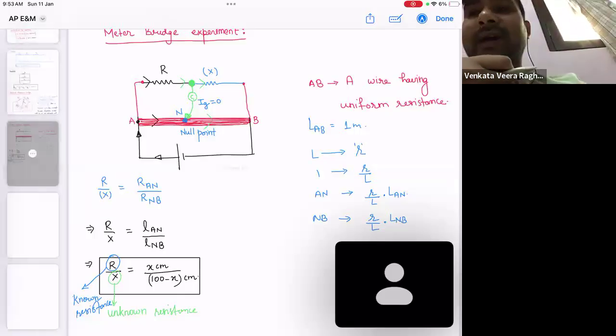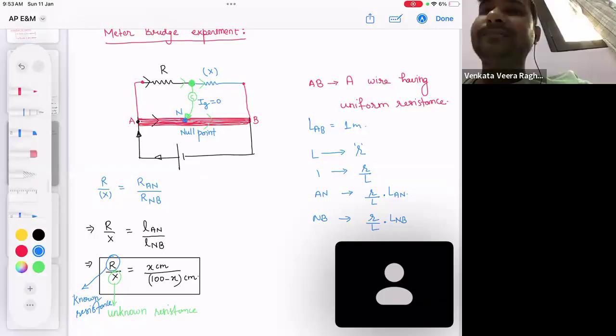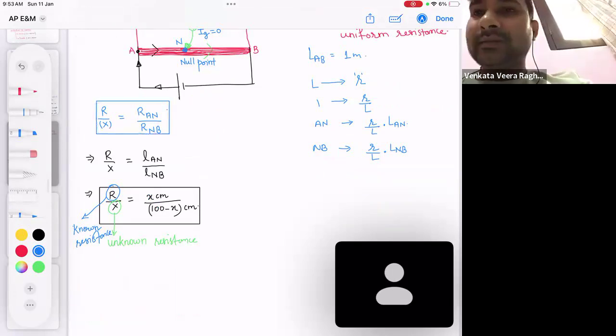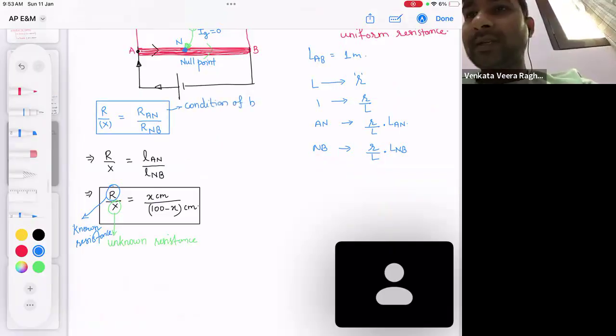And once it reaches the balanced Wheatstone bridge condition, the condition is R1 by R2 should be equal to R3 by R4. This is the condition of the balanced Wheatstone bridge. Okay, what is this condition? This is the condition of the balanced Wheatstone bridge. Understood?